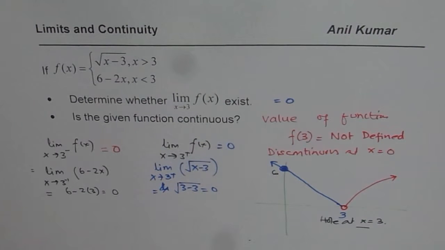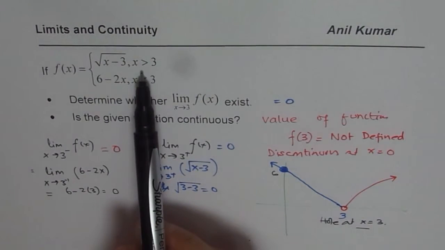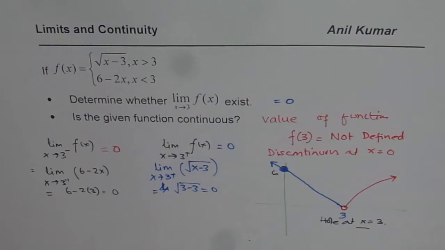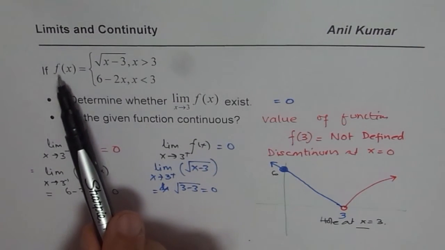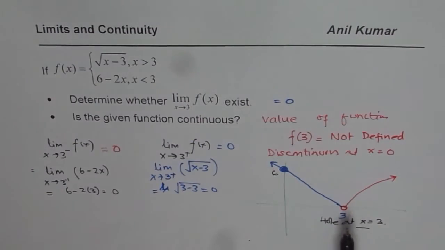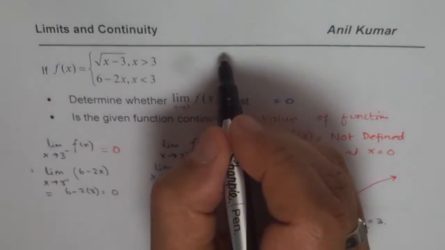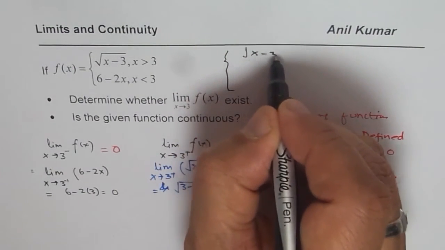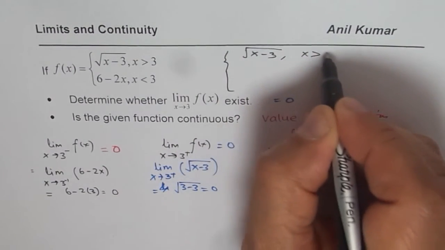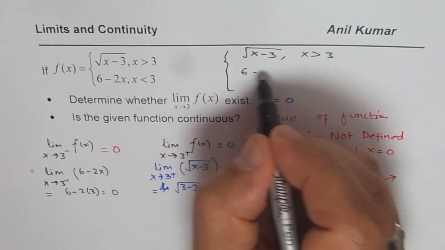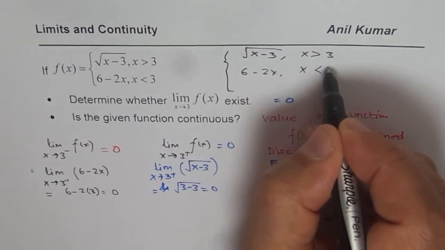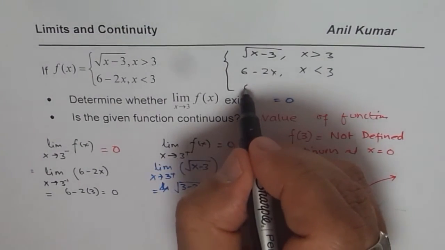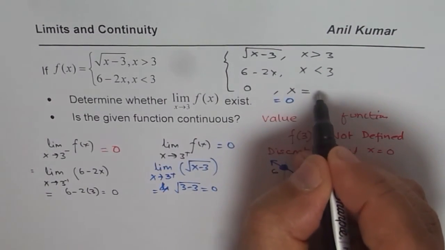So if you have to sketch the function and explain, you could do it like this. Straight away when you read the function, you know it is not defined at 3, so it is discontinuous at 3. Now at times the question could be, how can you modify f of x to make it continuous? We already know it is square root of x minus 3 when x is greater than 3, and 6 minus 2x when x is less than 3. You could say let the function be equal to 0 for x equals 3.